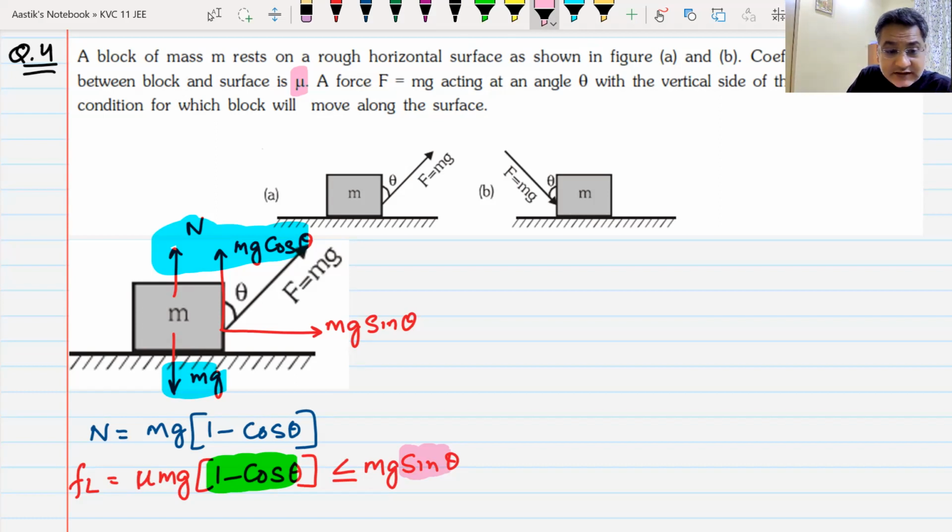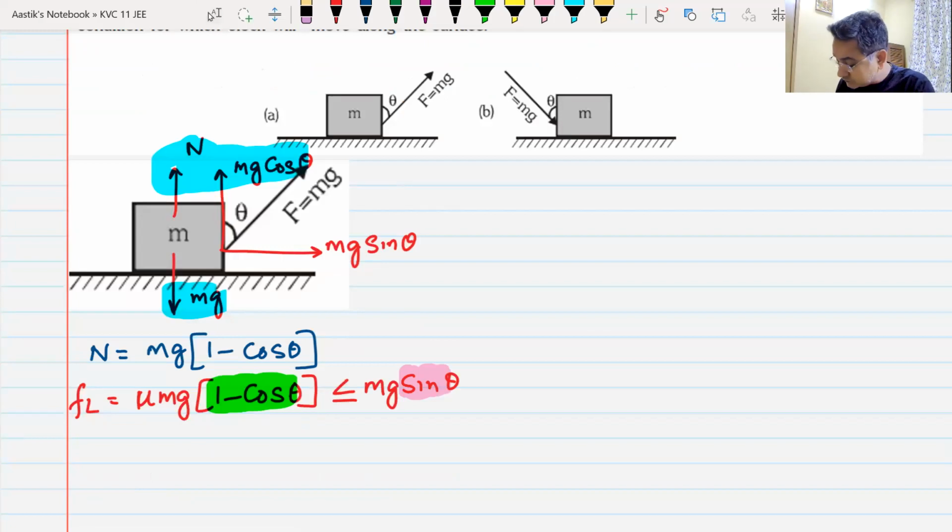And if you would have known this condition, that question that came in JEE could have been done in a flash. So the condition that you are going to get is this one: cot of theta by 2 should be greater than or equal to mu. This is a simple inequality that you can solve. Do you understand this? Yes or no?